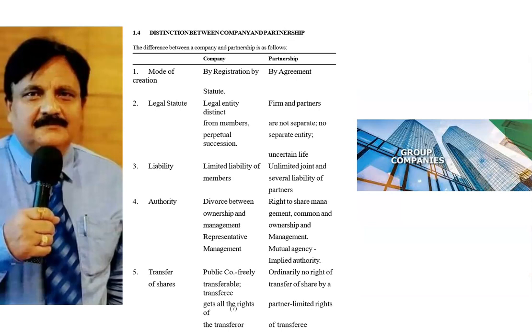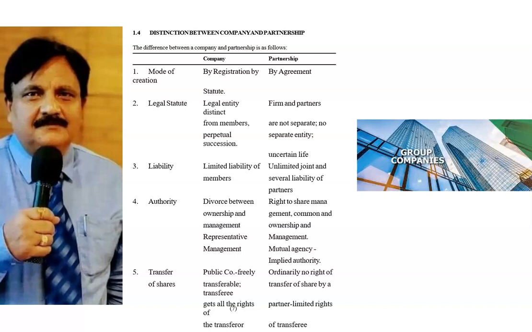A difference between companies and partnership, very briefly and with salient features: the mode of creation is by registration for a company, and by agreement for a partnership. A company is a legal entity distinct from its members, with perpetual succession. Firms and partners are not separate; there is no separate entity. Partners are jointly and severally liable, meaning they are liable jointly and also individually. So in a company the members have limited liability, but in a partnership the partners have unlimited joint and several liability.